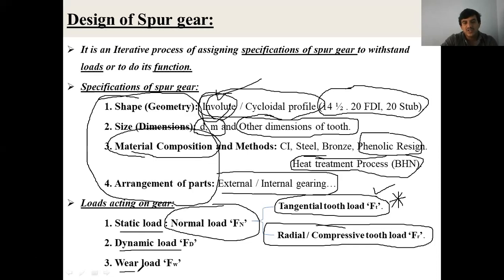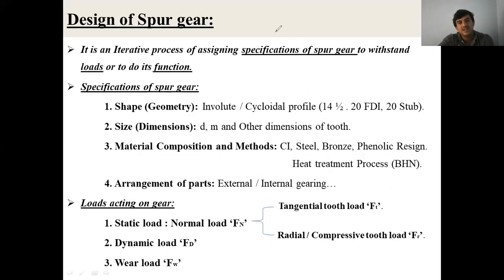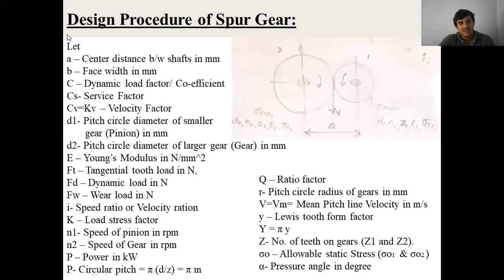Then the wear load, as you know, is where surface destruction takes place. It may be abrasive wear, corrosive wear, pitting or scoring. These are the different types of wear, and due to that, the wear load occurs. Now, to overcome that, the design of a spur gear is an iterative process of assigning the specification of the spur gear to the standard load so it can do its function. Remember this definition. Now we'll go into the design procedure of the spur gear in detail.